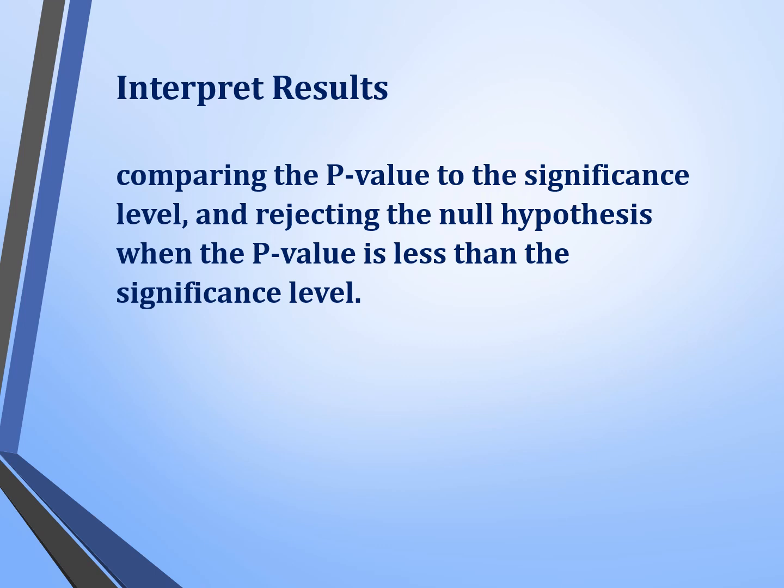The last step is to interpret the results. If the sample findings are unlikely given the null hypothesis, the researcher rejects the null hypothesis. Typically, this involves comparing the p-value to the significance level and rejecting the null hypothesis when the p-value is less than the significance level.